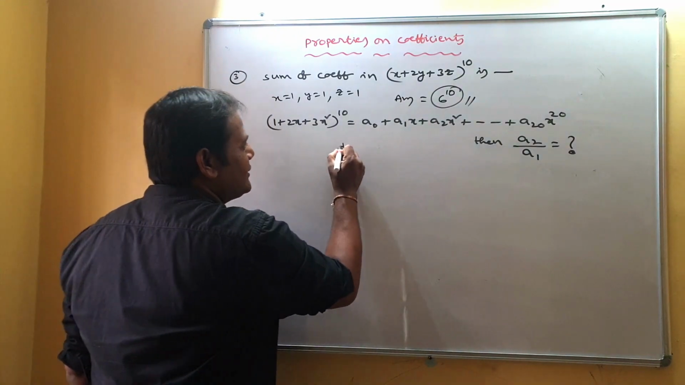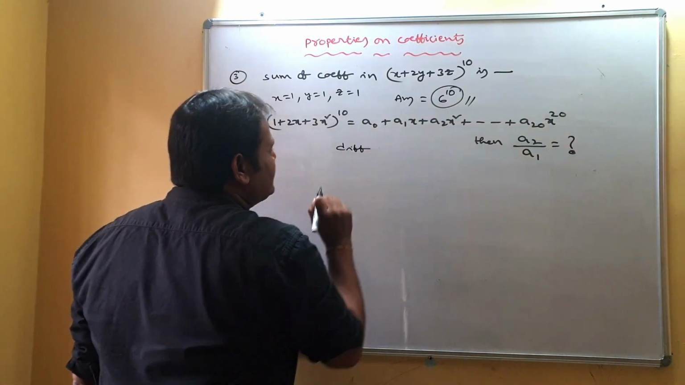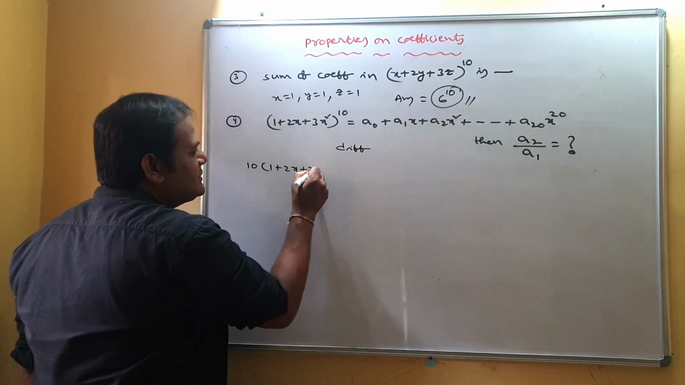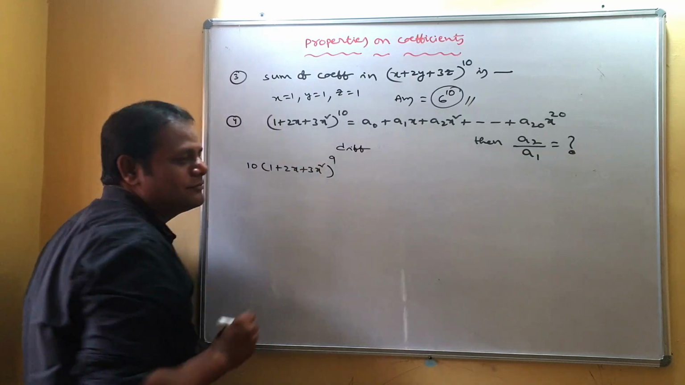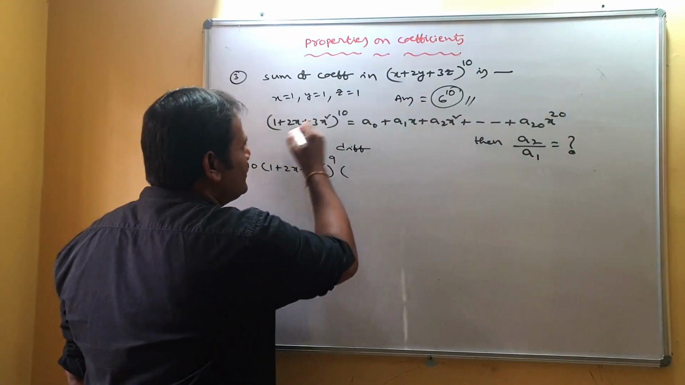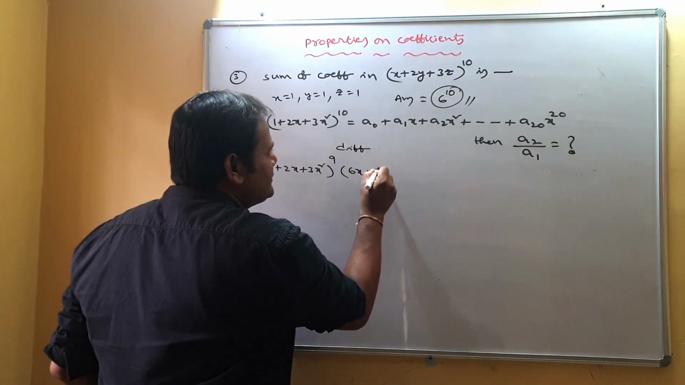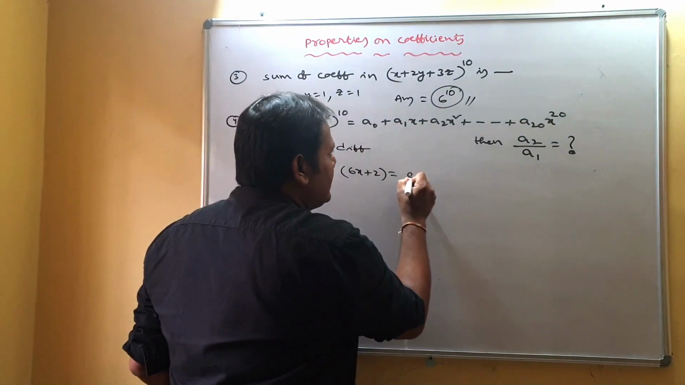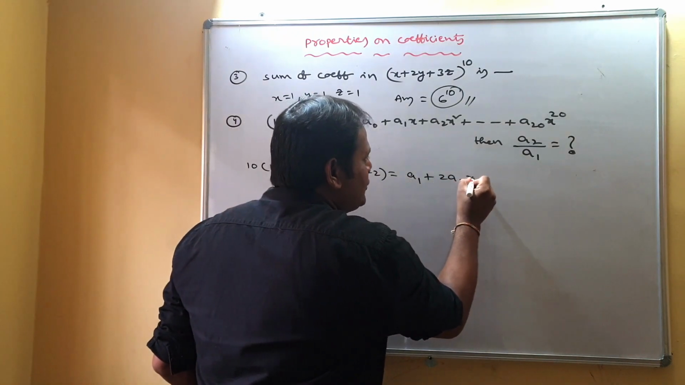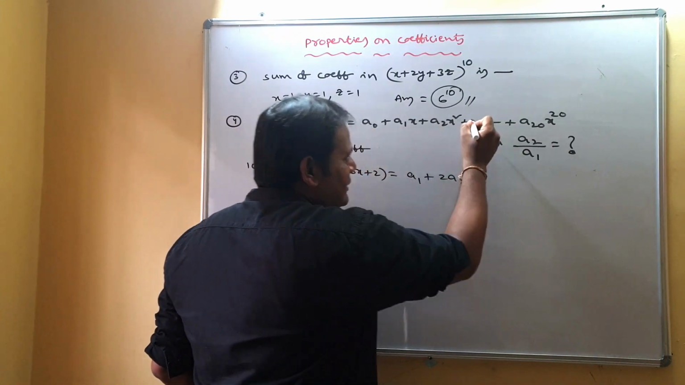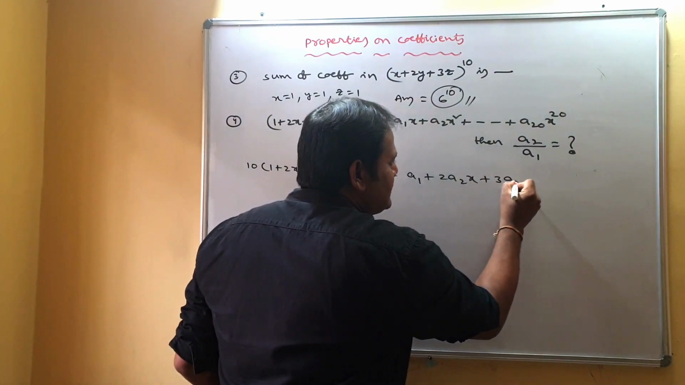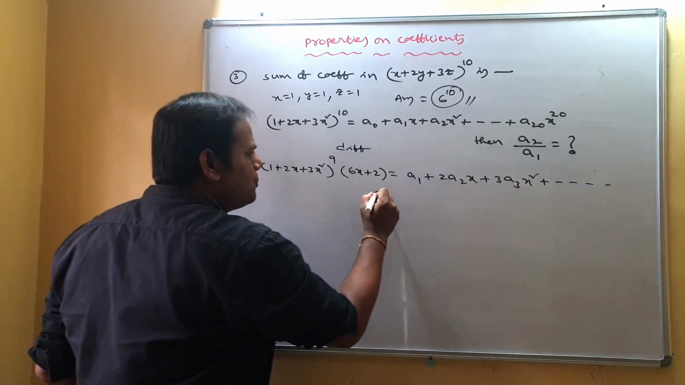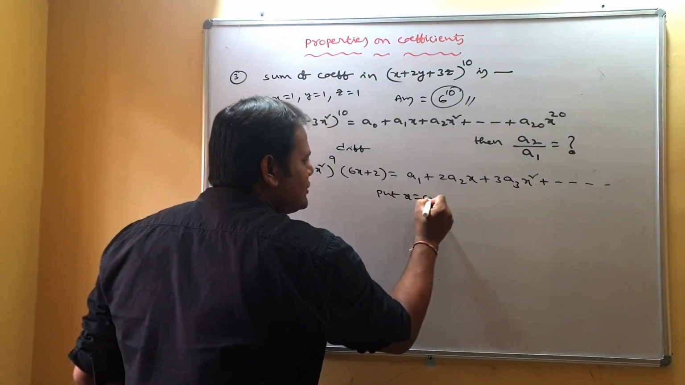So differentiating with respect to x, what do we get here? 10 into 1 plus 2x plus 3x squared whole power 9 into 6x plus 2 is equal to, on the right hand side the derivative of A0 becomes 0, and A1, 2A2 x, is it? Next A3 x cubed, 3A3 x squared, and so on. Now you put x equal to 0.